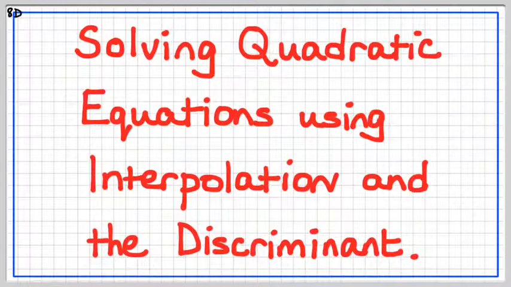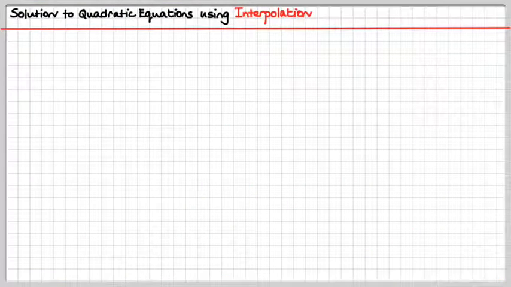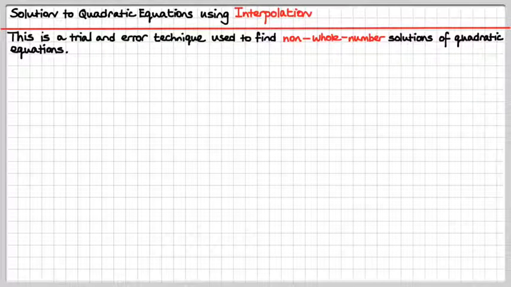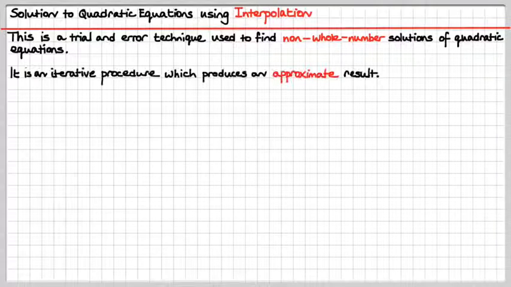This first concept we're going to look at is interpolation, however, and we will deal with that now. It's a pretty minor player, so I wouldn't get too stressed about that, but we might as well have a look at it anyway. Okay, solution to quadratic equations using interpolation. This is a trial and error technique which is used to find non-whole number solutions to quadratic equations. It is an iterative procedure, okay, and it produces an approximate result.